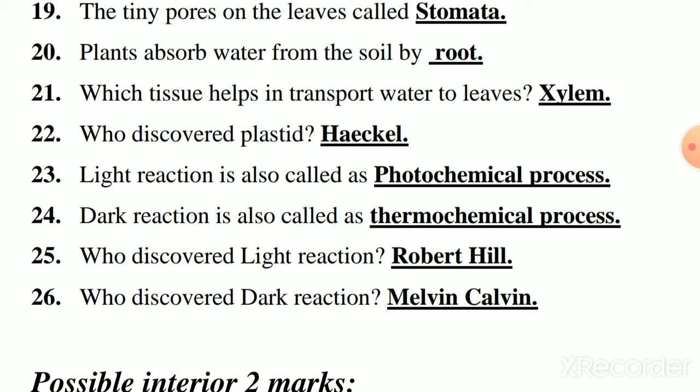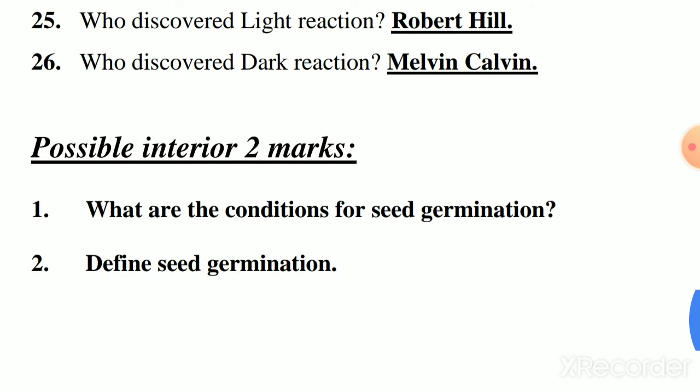Light reaction is also called the photochemical process. Dark reaction is also called the thermochemical process. Who discovered light reaction? Robert Hill. Who discovered dark reaction? Melvin Calvin. So these are the interior questions. These are sample questions. Next, possible interior 2 marks.